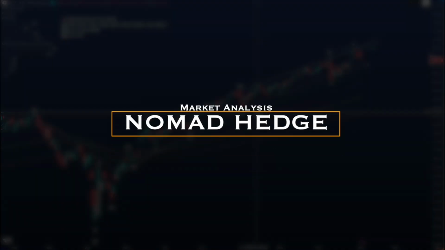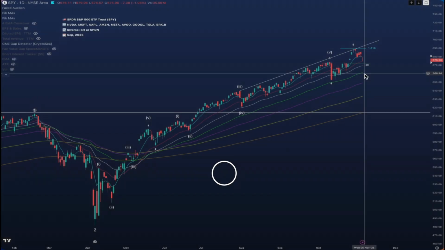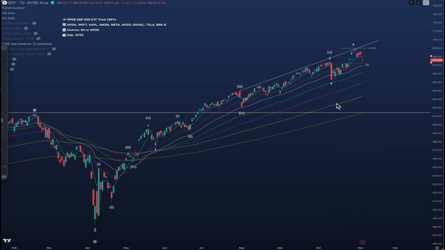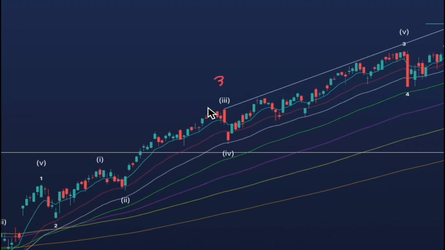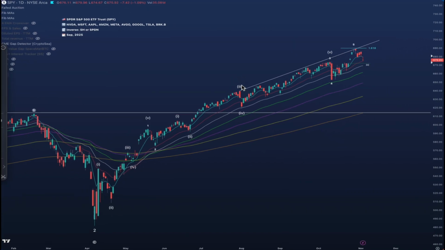In today's video, we will be taking a look at the S&P 500 and the general indices. And so when we take a look at the S&P here, we can see that from our previous video, we looked at this here as potentially being wave 3 and 4. And so that was the minute degree. And so we're looking at the minute degree right here.